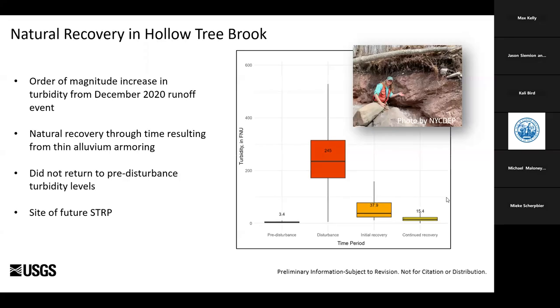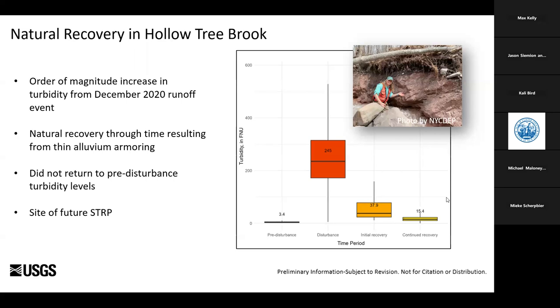So then we have an initial period of recovery, which would be about 6 to 8 months after that runoff event, where the turbidity levels came down to about 38, so nearly an order of magnitude decrease through natural recovery here. And we know that that took place from some alluvium being brought back into the system, from the banks, from upstream, some of the smaller, near channel shaping flows that were bringing that material in provided a very thin armoring layer over that clay material. So then we did see continued recovery down to 15 FNU, but never getting back to our pre-disturbance levels.